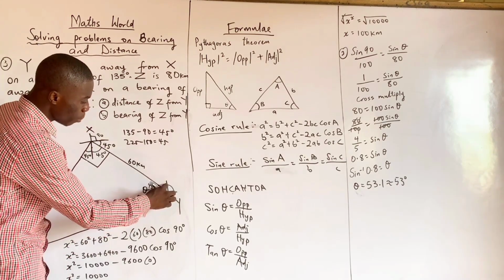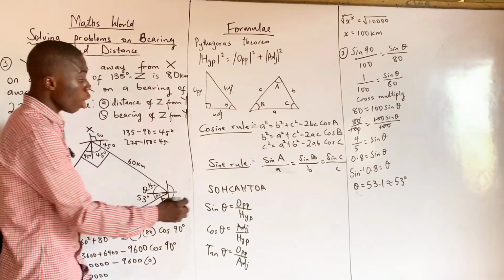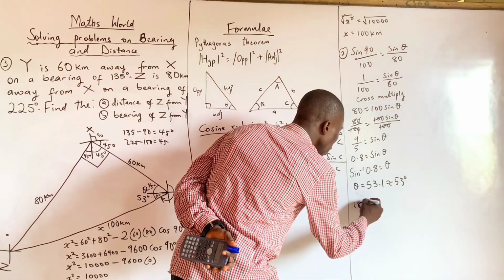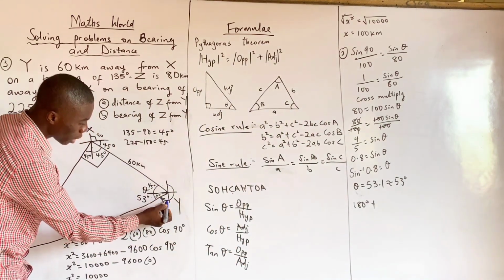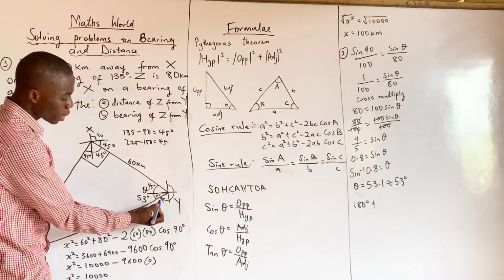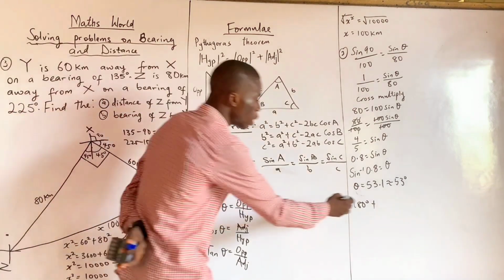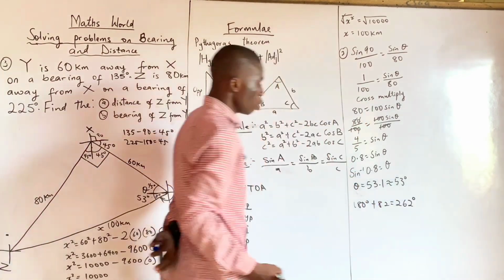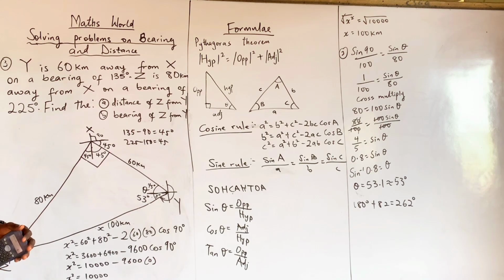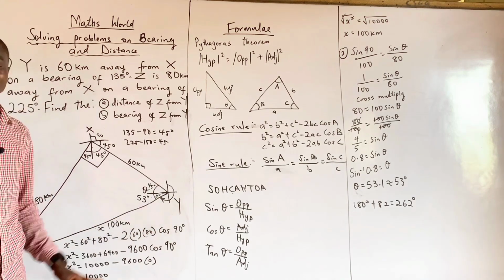So how can we now get the bearing from here to here? Remember, from here to here is 180. So it will be 180 degrees plus this smaller part that remains. That's where you will subtract 8 from 90. 90 minus 8 is 82. So 180 plus 82 will give you 262 degrees. So if you are looking for the bearing of Z from Y, all this place is 262 degrees. That's how you check bearing.